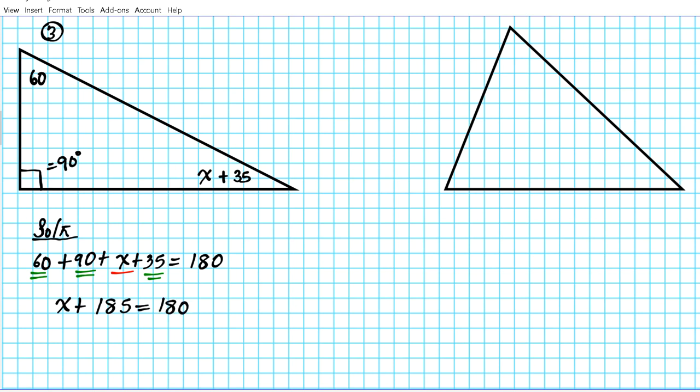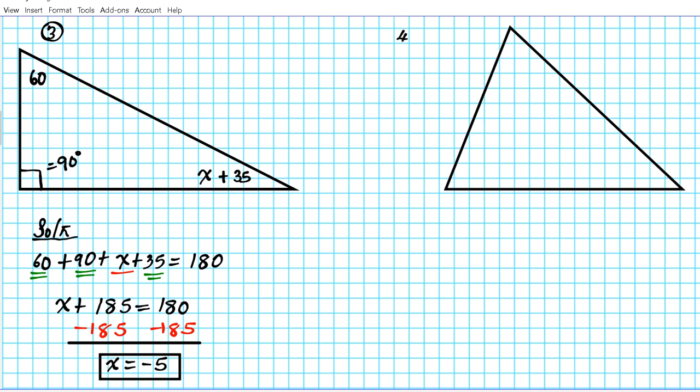To get x by itself, we're going to go ahead and subtract 185 from both sides of the equation. Then subtracting that, that will give us our final answer. X isolated, x is equal to 180 minus 185. Subtract and keep the sign of the bigger. -5 is the value of x in this setup that we have here for number 3.